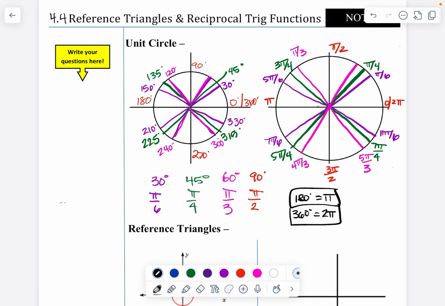Hey guys, this is where we left off from class today, so let's jump into what we're talking about today. Now that we've been talking about degrees and radians, let's talk about what the unit circle is. So we're going to put that over here in the margin.